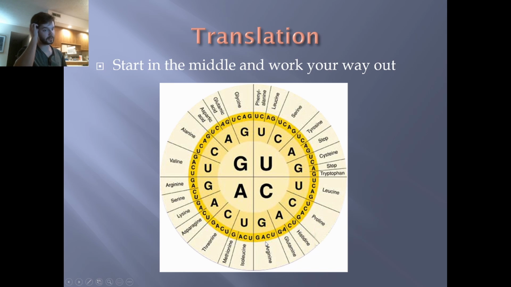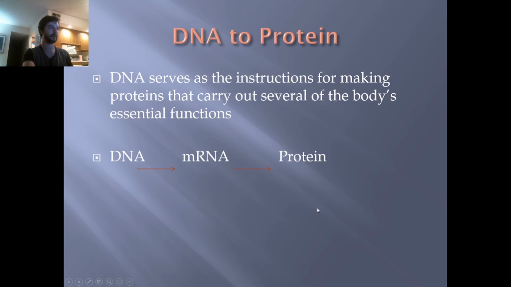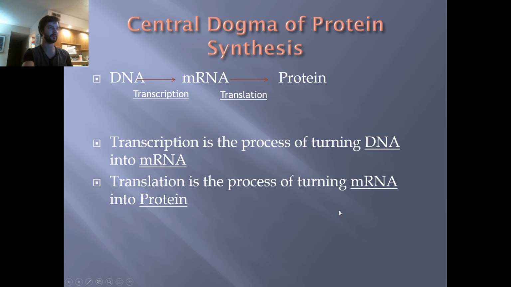Let's say it's CAU, C being the first letter, A. CAU goes down this one, that'd be histidine. Let's do GCC. GCC, alanine. Hopefully you get the idea. If that doesn't make sense, that's going to be some more next week stuff. We're going to spend all of next week probably working on translation because I really want to make sure we have it down.